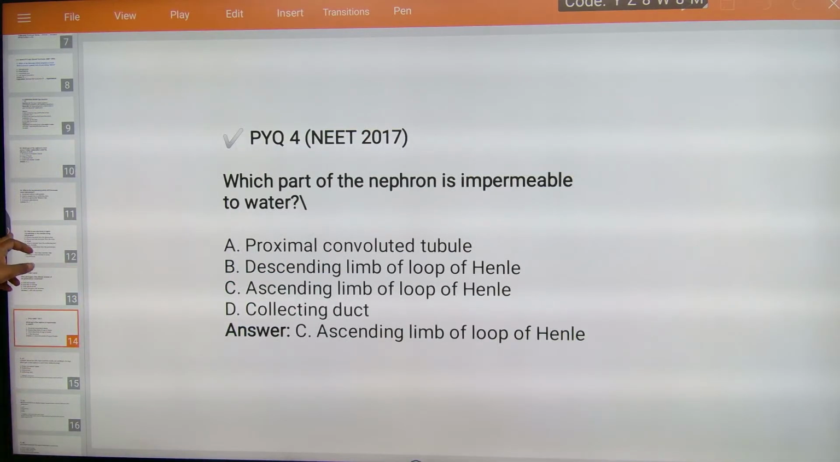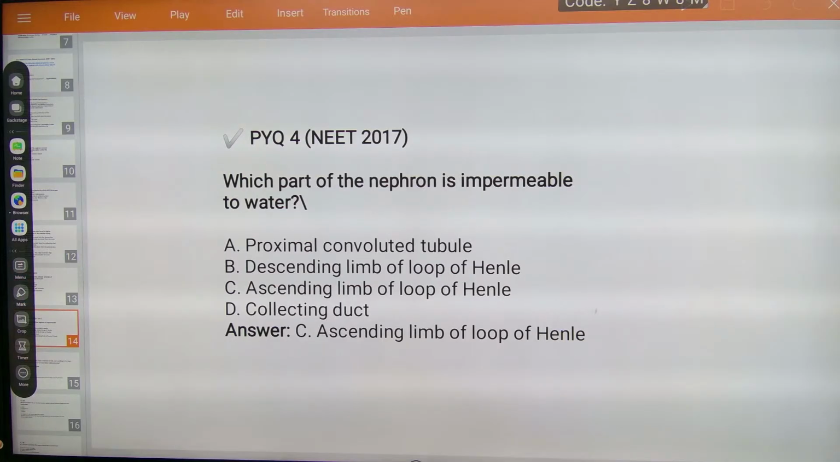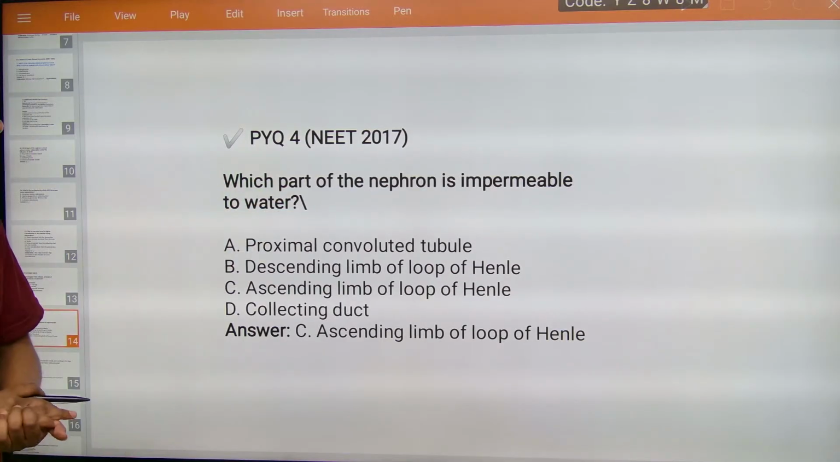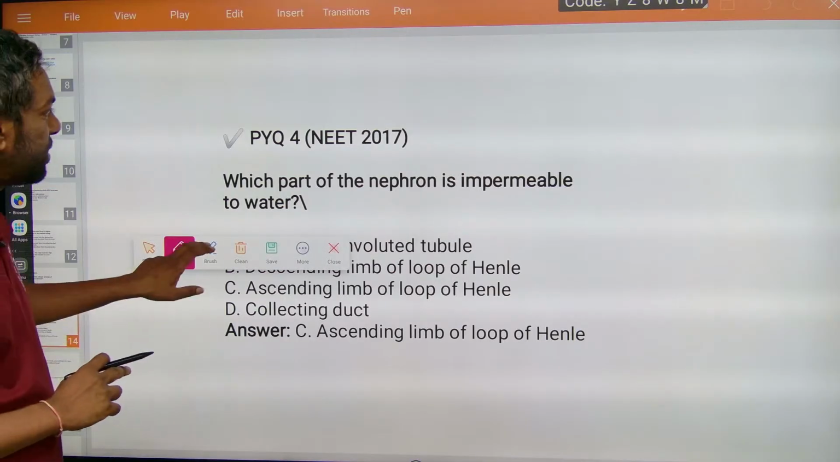Yeah, next question. Which part of the nephron is impermeable to water? This is a recent question also.